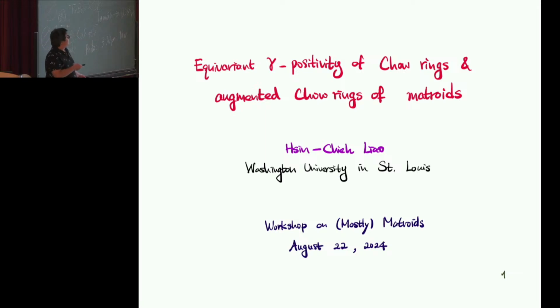So my topic is about the equivariant gamma positivity of Chow rings and augmented Chow rings of matroids. We have heard about Chow rings and augmented Chow rings, for example, in Graham's talk in the first day.